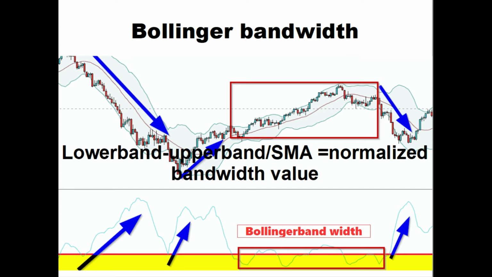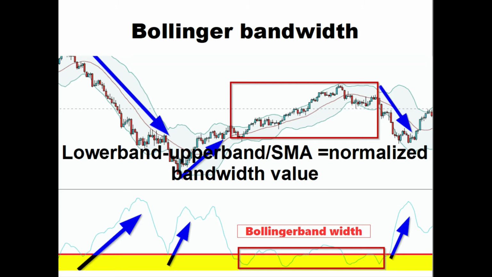Bollinger bandwidth measures the percentage difference between the upper and lower Bollinger bands. This indicator is plotted as an oscillator on most charts. Bollinger bandwidth is the upper Bollinger band value minus the lower Bollinger band value. Then the difference is divided by the value of the middle moving average.